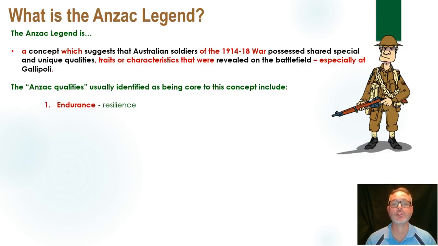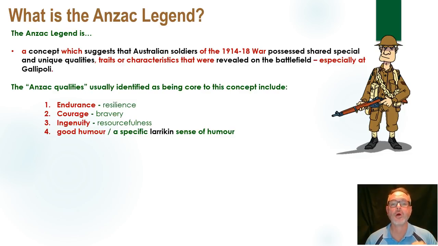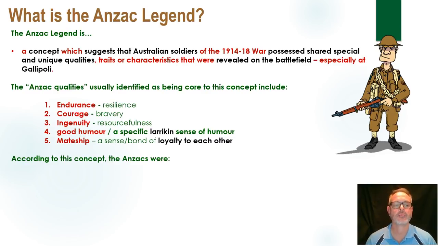The first, endurance. The second, courage. The third, ingenuity. The fourth, good humour, a larrikin sense of humour. And the fifth, mateship, loyalty, a bond of loyalty to each other as almost brothers.